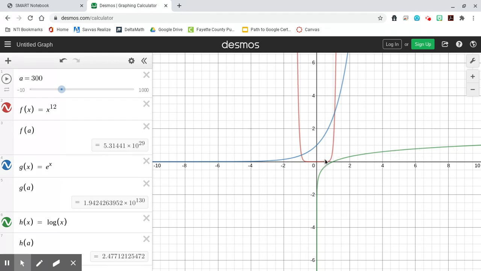Then I have the red function that takes off and follows this motion. And so it grows quickly, and actually it kind of looks like it's growing faster, like the y values are getting higher faster than they are in the exponential.